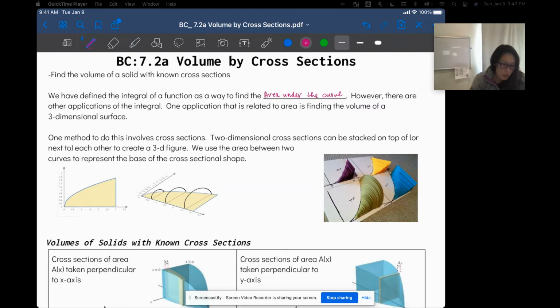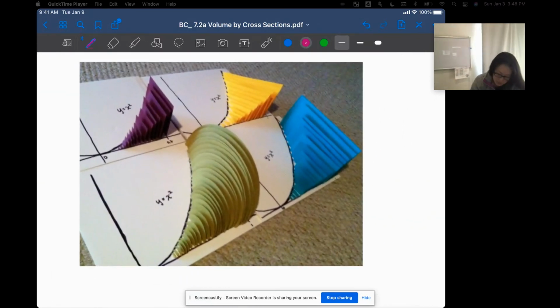Okay, so what we're going to do today is look at cross sections. What that means is that we're going to take a two-dimensional object and stack them next to each other. So we use the area between the two curves. If I think about this as my first curve, the bottom curve is 0. If I take the area between the two curves, this section right here is going to become the base of the shape that you want to pop out in the three-dimensional area.